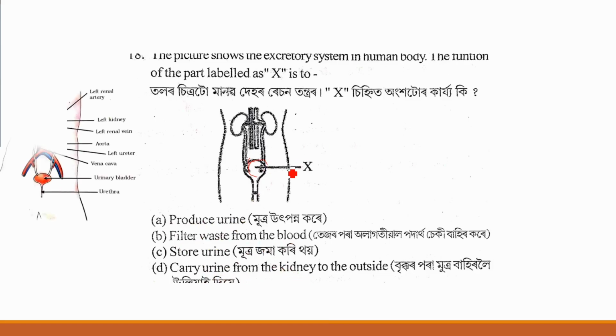Dear students, you can see here that this is the urinary bladder. Now what is a urinary bladder? The urinary bladder is a hollow triangle shaped organ that stores urine before it's expelled through the urethra. So its function is to store urine before it's expelled through the urethra.